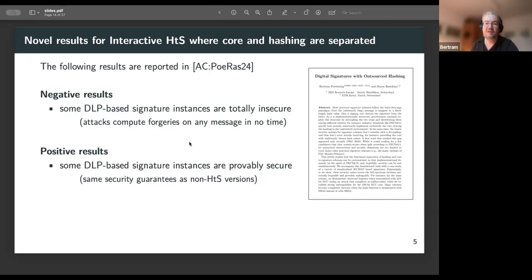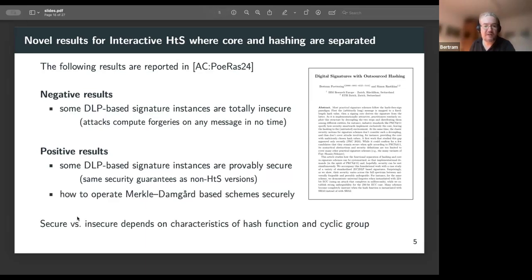So they remain secure under the same conditions basically as the signature schemes without any separation would have had. And the key insight here, which makes this very interesting from my perspective, is that whether a scheme is secure or insecure depends very crucially on the characteristics of the hash function. So SHA-256 is different from SHA-384, as we are going to see. And also the specific properties and representation sizes of the elliptic curve matter here. So do you have a 256-bit curve or a 384-bit curve?